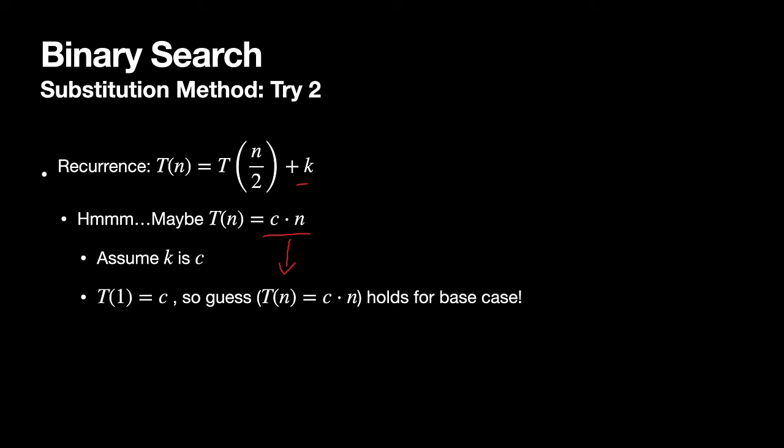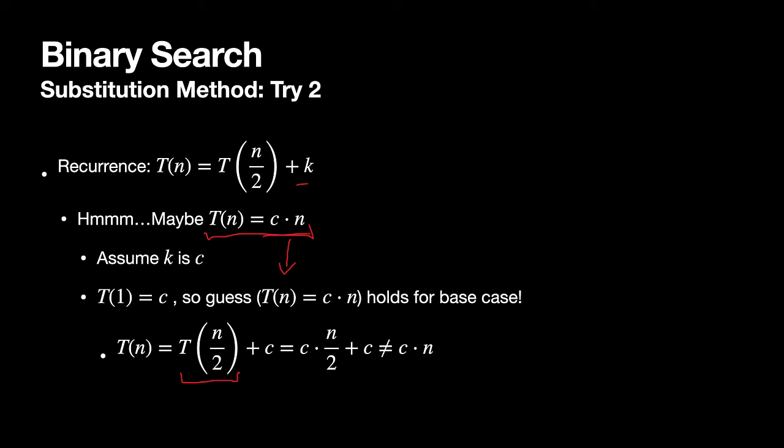Now let's look at substituting this into our recurrence. If we substitute in for T of n over 2, where T of n is equal to c times n, that would be n over 2 times c. And of course we still have our other c here from the recurrence equation. So this total gives us c plus c times n over 2. And we were trying to show that this would match up with our closed form equation, c times n. So it's not equal, so our proof failed.